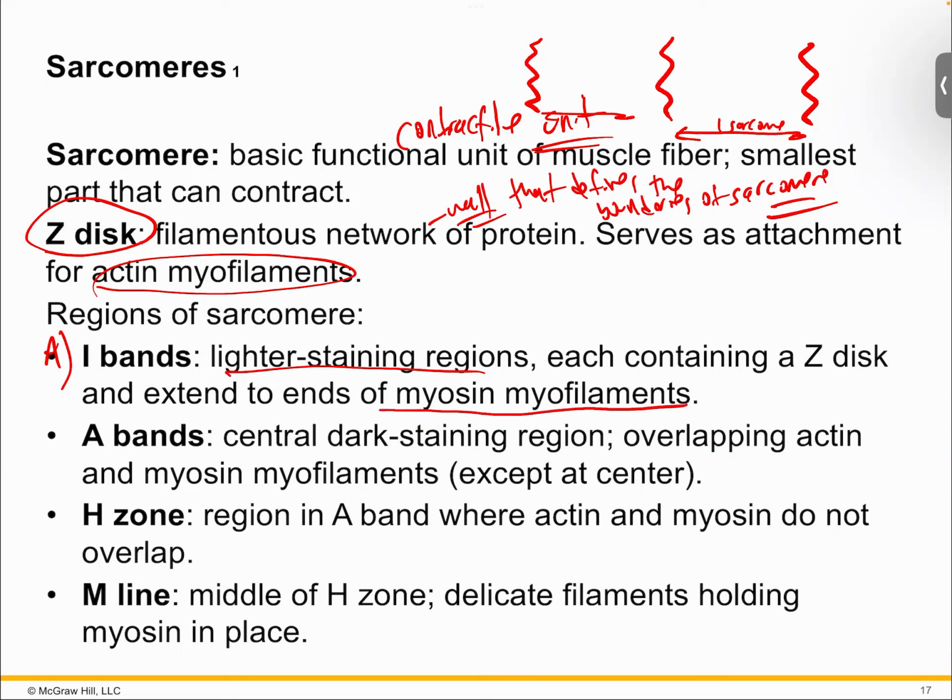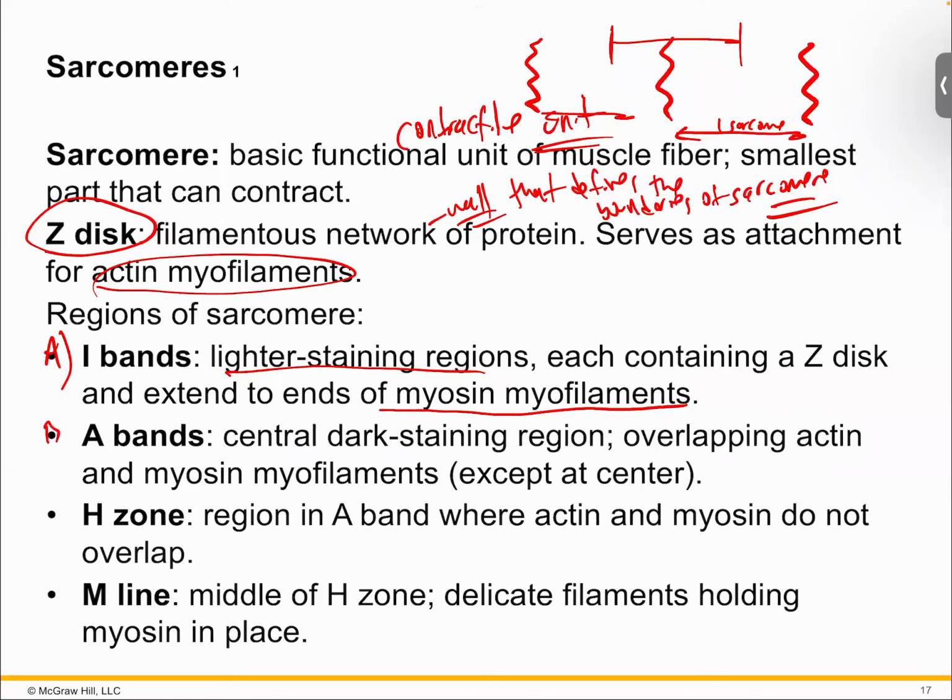So if you take a look at an I band, it basically will encompass a Z line like this, okay? And remember, it's fairly light staining. Now, the accuracy of the spacing on that is not quite as good. I'm still, after all these years, not really great at drawing sarcomeres. So the pictures are actually much better usually than what I can draw.